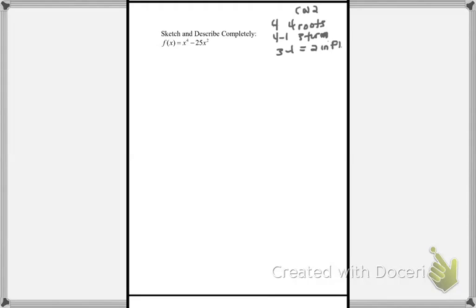Now, your coefficient is positive, so our end behaviors will both open up. Now we will find the zeros. That will help us figure out where we're turning.